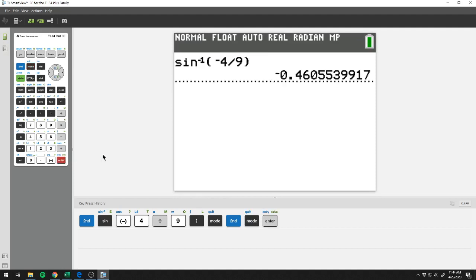The degrees here is only for temperatures, not related to the angle. You got to be in radian mode. We get -0.4606. I'll round it to 4 spots.